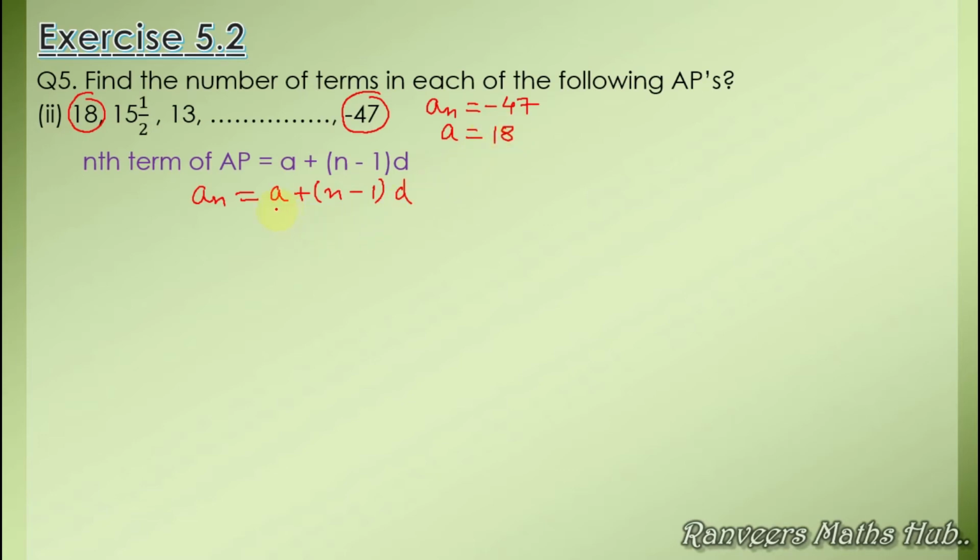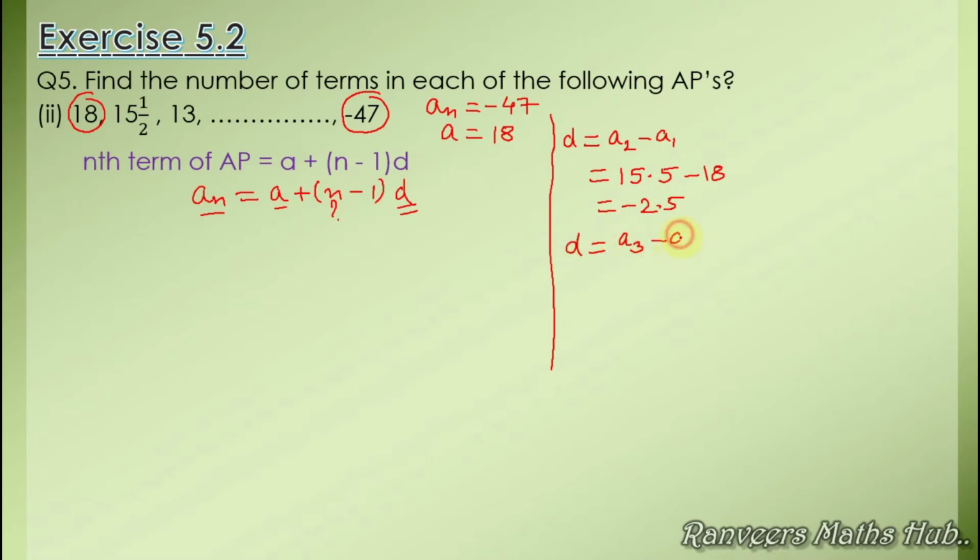Now we have the value of a and an in this formula, and n is what we have to find. Now we need to find the value of the common difference d. So how do we find the value of the common difference d? In the first case, d is a2 minus a1. So what is the value of a2? 15 and a half. So 15.5 minus 18. So the value of d is minus 2.5. Again, in the second case, we will verify the value of d, that is a3 minus a2.